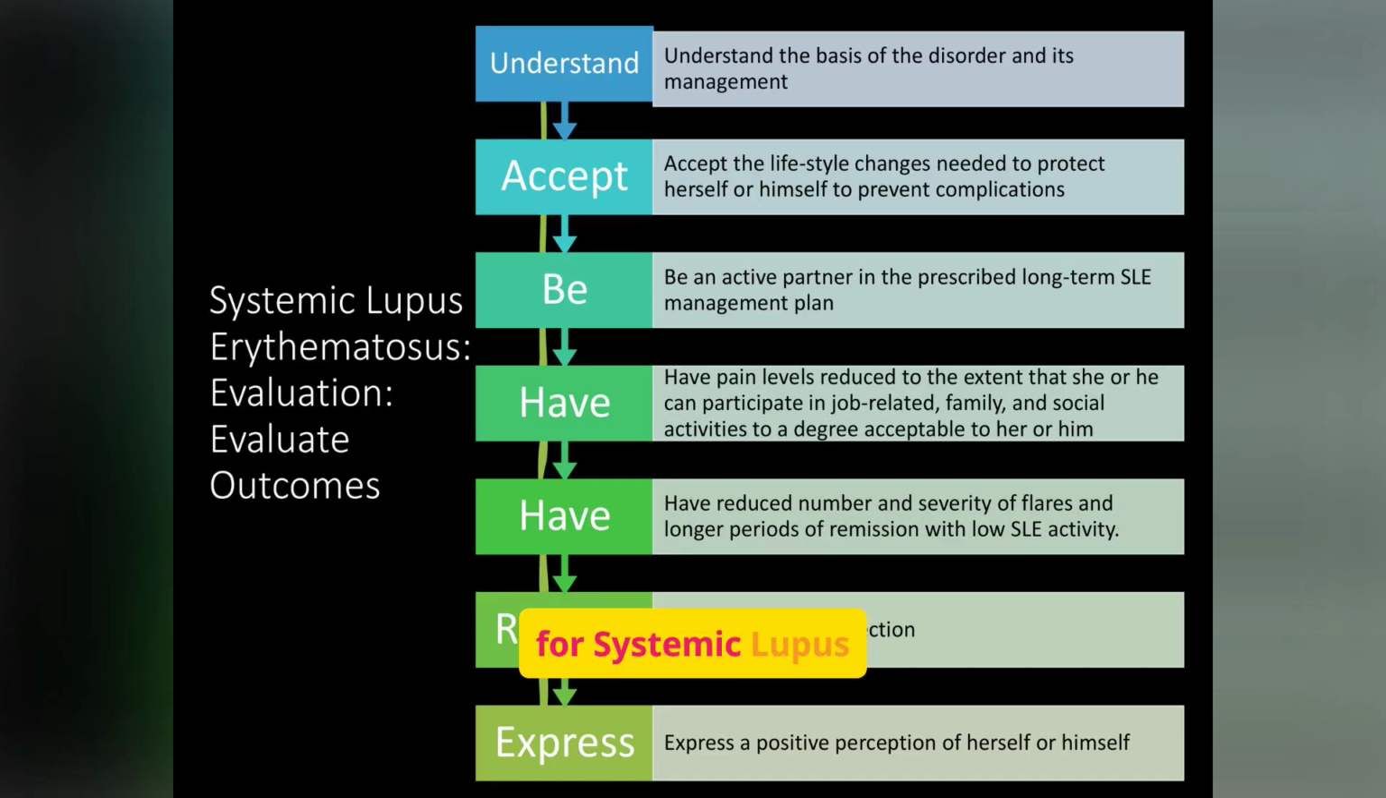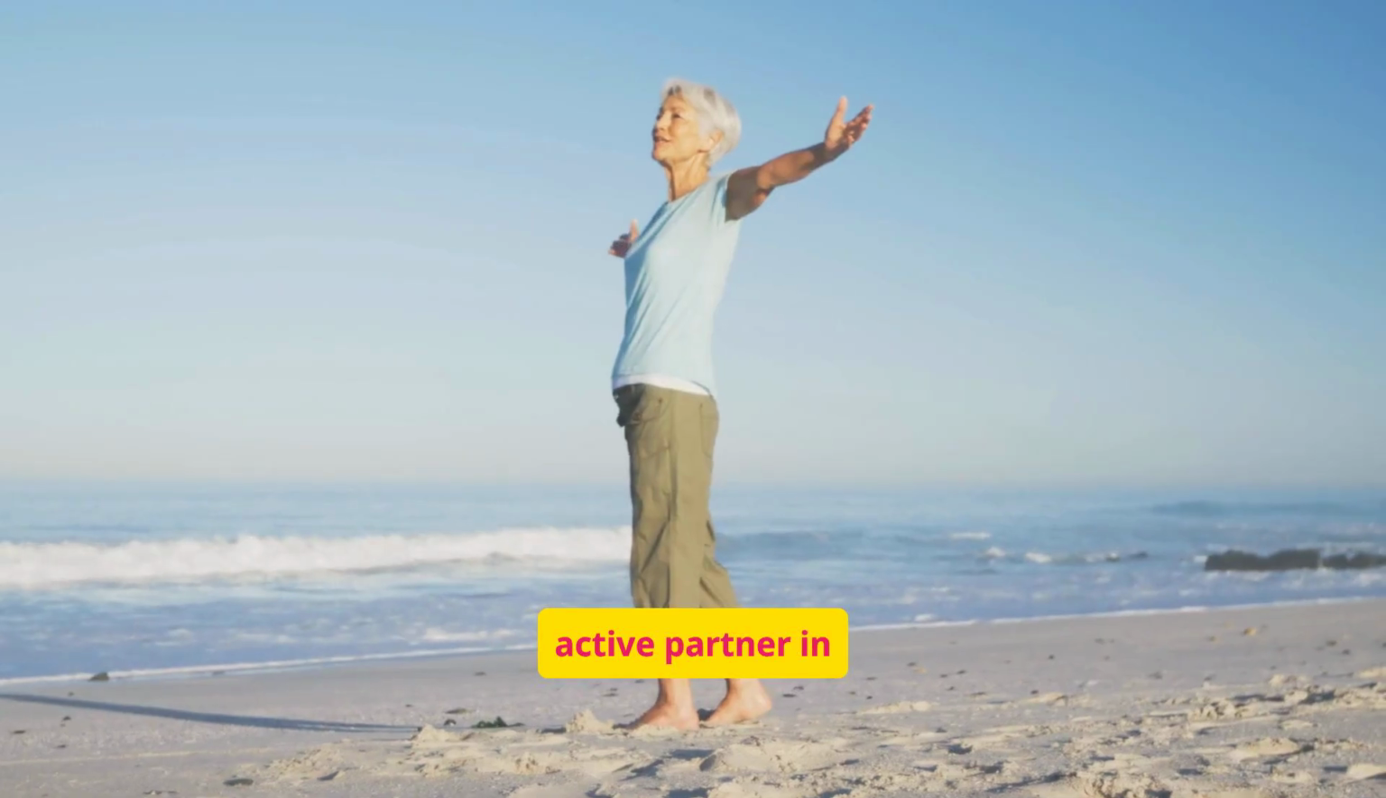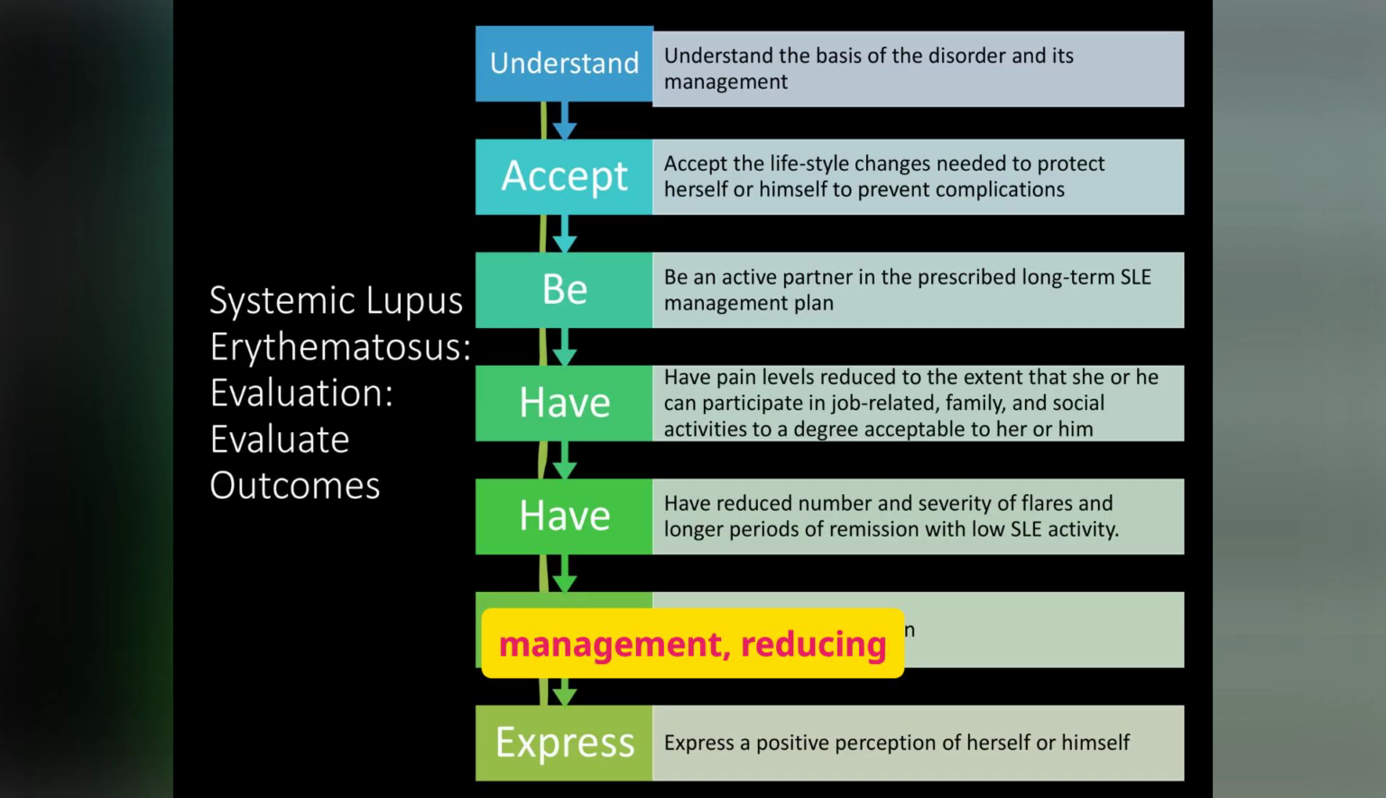Evaluation outcomes for systemic lupus erythematosus, SLE, include understanding the disorder, accepting lifestyle changes, being an active partner in management, reducing pain, minimizing flares, remaining free from infection, and expressing a positive self-perception.